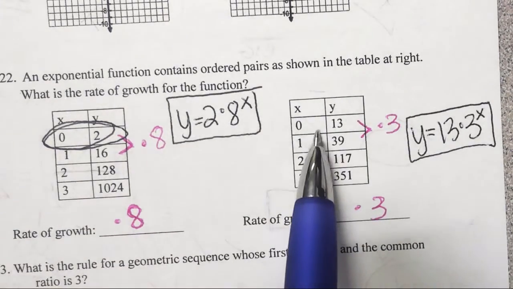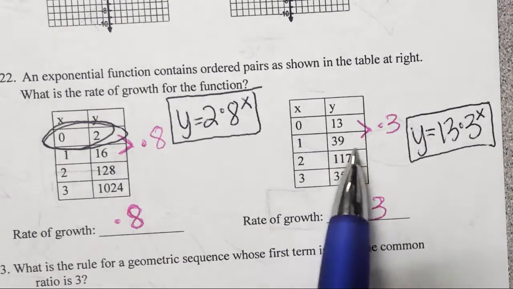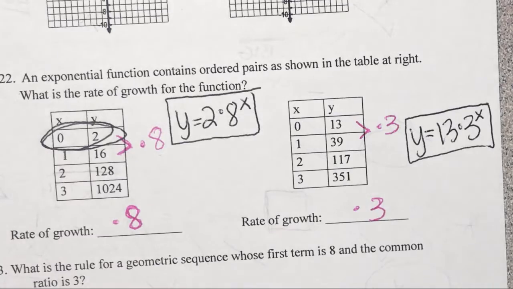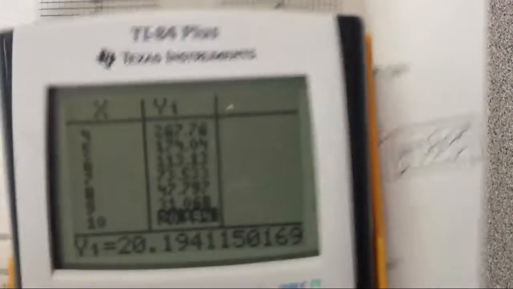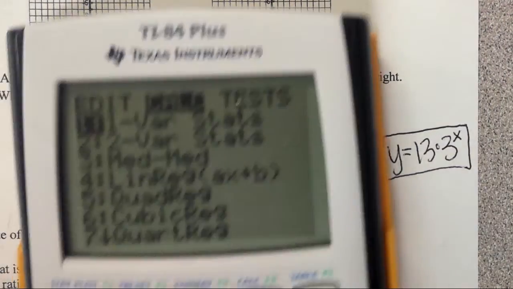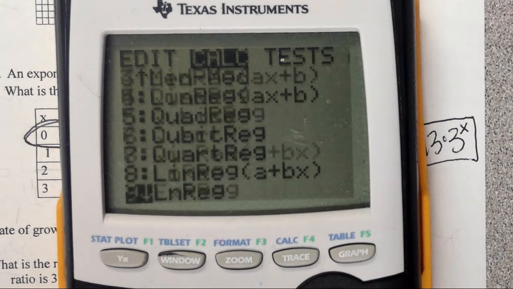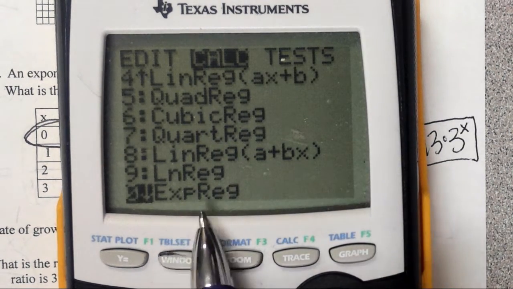And if you weren't sure, y'all, listen. If you're not sure, can't you put this in stat edit to get that equation? Like, let's say you don't know anything. But remember, when you do it in stat edit, you have to go down. We're not doing 4 anymore. Which number do we go to? Expo. We go to 0.